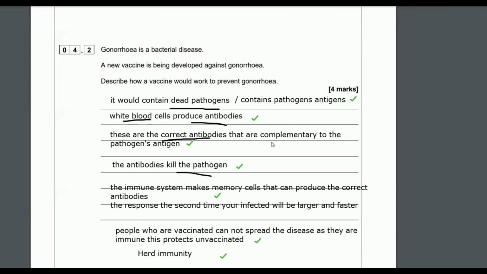So you just need to get 4 of these points down. But I'd say the easiest ones for those of you that are like, oh my gosh, it's so much to revise before my exam, just get a revision card out, write vaccines, explain vaccines, and then on the back say they contain dead pathogens which produce the correct antibody to kill the pathogen. And bosh, you're going to get most of the marks. That's a level 7 or 8 answer.